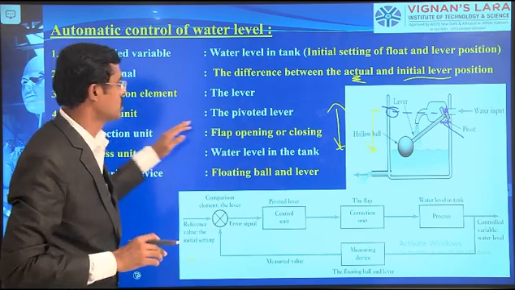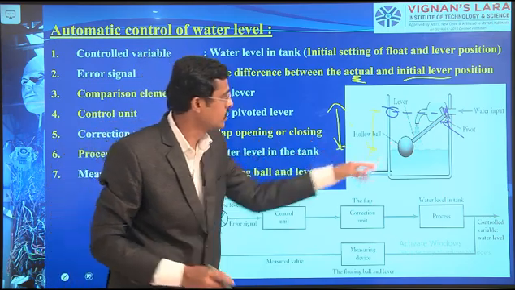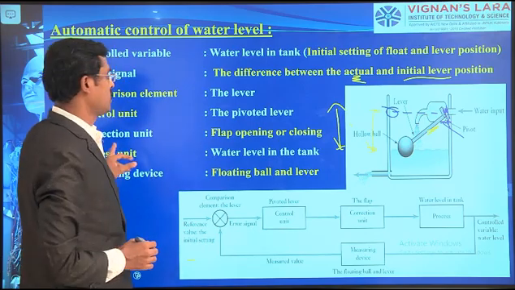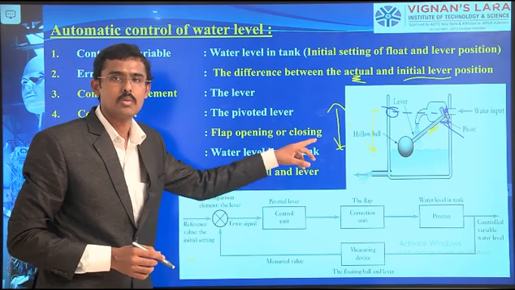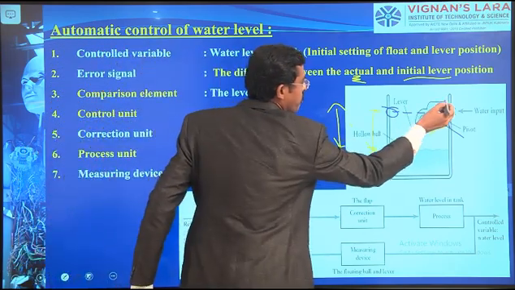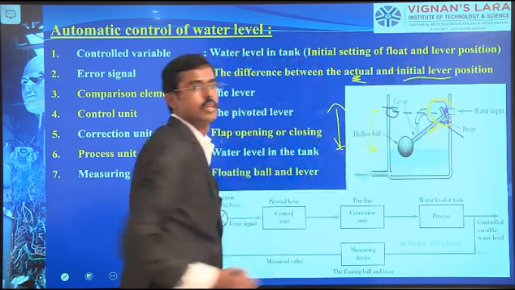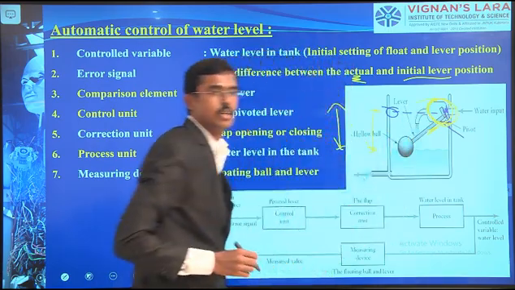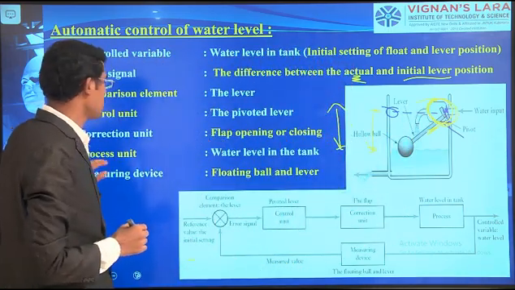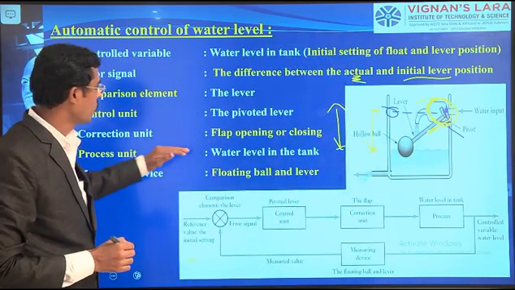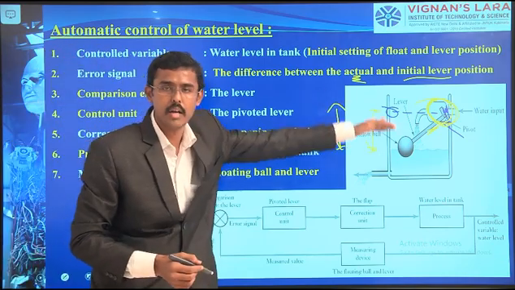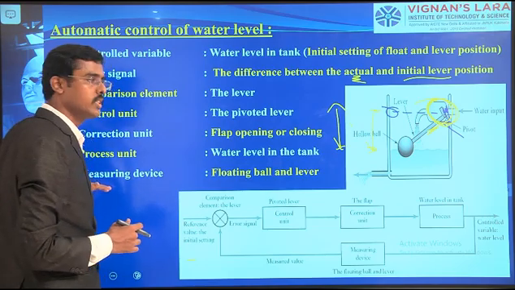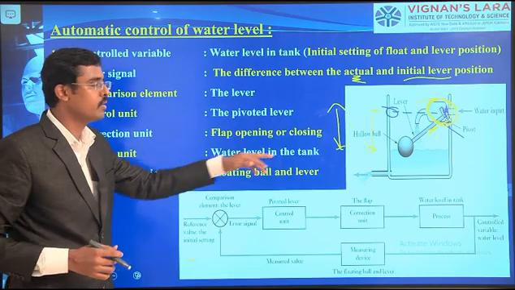The control unit is the pivoted lever. The correction unit is the flap opening or closing. The process unit is the water level in the tank, to be processed up or down accordingly, right? And then the measuring device is which one? The floating level of the ball.